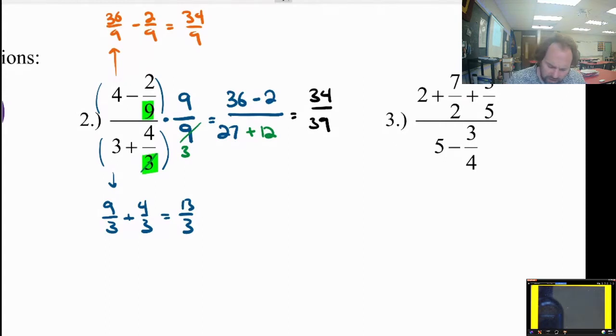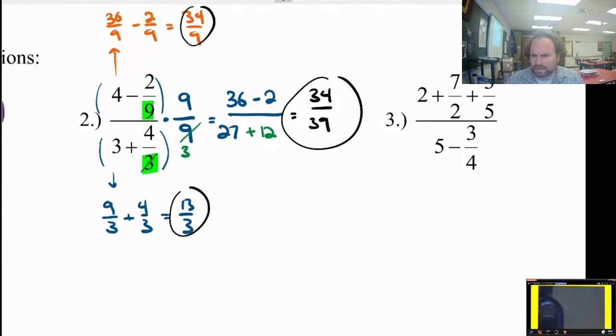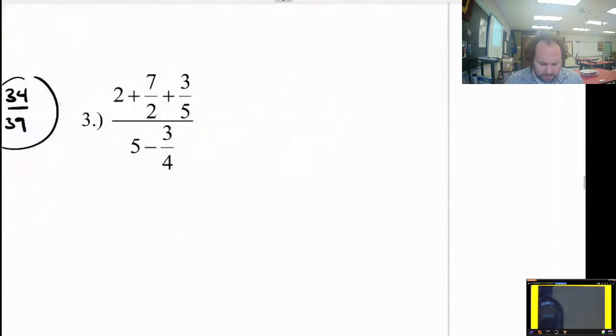So this is a faster method than doing it the other way, which would involve dividing those two numbers and then flipping and multiplying, but you'll get the same answer no matter what. Let's try that with number 3. Number 3, the best way to handle this is just to multiply everything by a least common multiple.